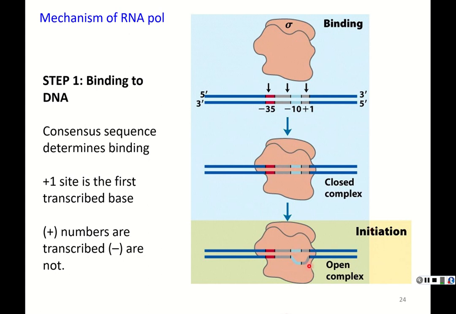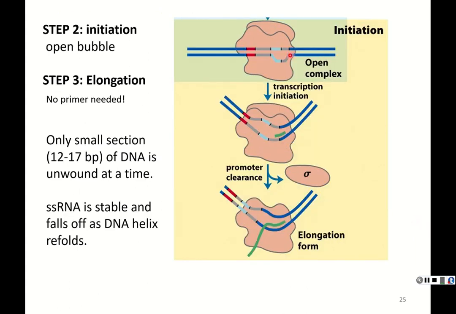Initiation would be where we're getting the open complex where the TATA box opens. And then before transcription can occur or elongation, our sigma subunit leaves, and then elongation starts occurring. Again, in elongation, we don't need any primer for this. It's not like in replication where you need an RNA primer to start. We just add RNA directly to that template strand, and only a small section, about 17 base pairs long, of DNA is unwound at any given time.